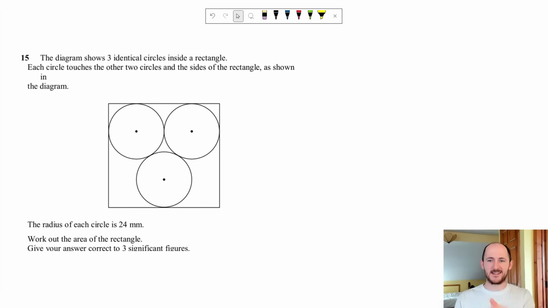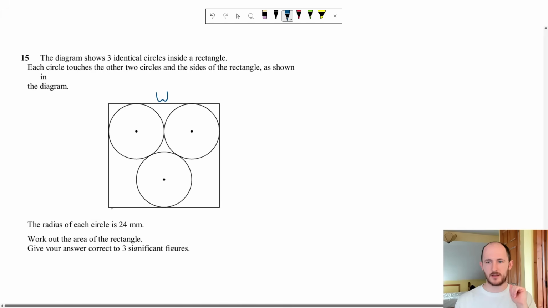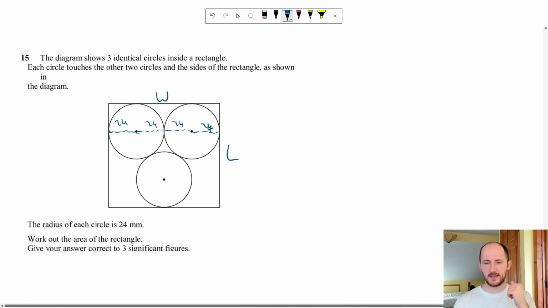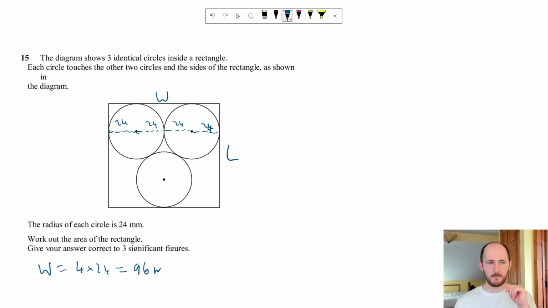But we have the dreaded circles. If you look back at the last few years, especially 2022 and before, they had circle questions as the last question all the time. It's crazy. But there is one trick that will save your life with these circle questions. We're trying to work out the area of the rectangle, so it's the width times the length. The width is quite easy. The radius is 24, so this is 24, another 24, another 24, and another 24. So the width is 4 times 24, which is 96 millimeters.